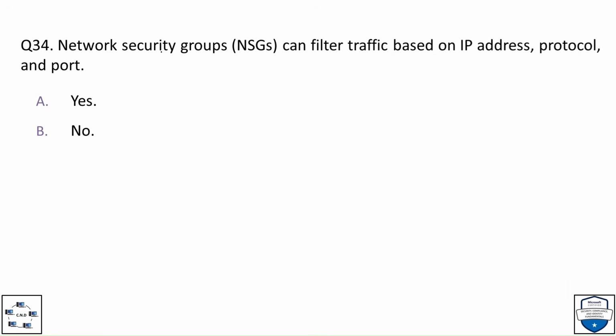Question number 34. Network security groups, or NSGs, can filter traffic based on IP address, protocol, and ports. Again, a simple question, and the options are option A, yes, and option B, no. And the correct option is again yes.